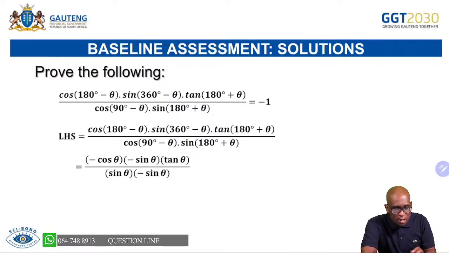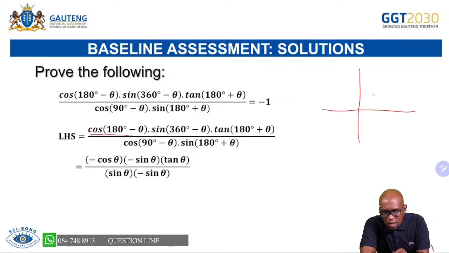Now, if you check here, because we have the cosine of 180 minus theta, and 180 minus, if we are to look at our CAST diagram here, sine theta, the tangent of theta, and then the cosine of theta there.